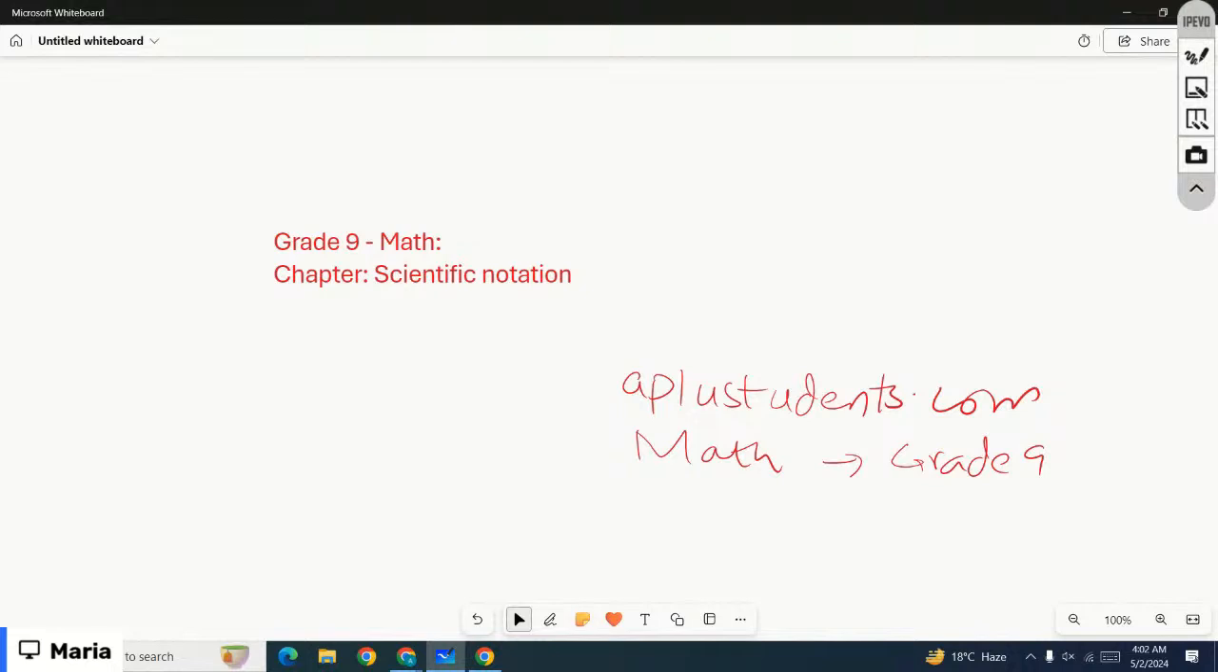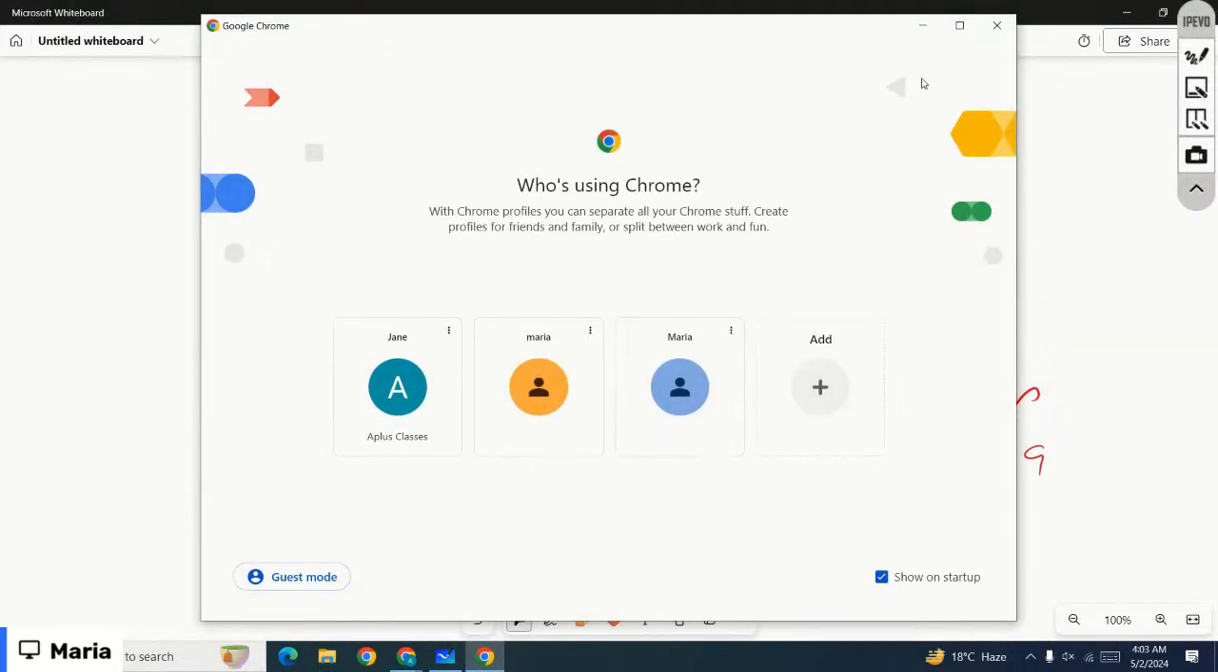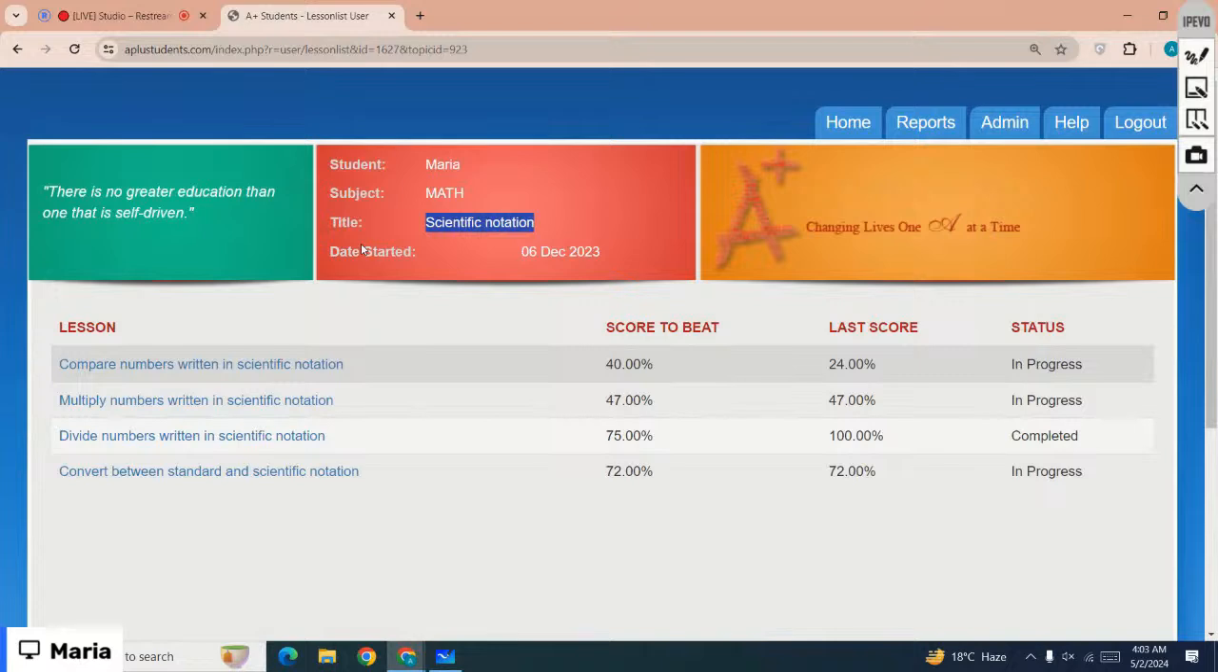So we're going to start with the chapter scientific notation. Please make sure you have your notebook and pencil so that you can note down the important examples and definitions as well. Here I'm on grade 9 math. The chapter we are on right now is scientific notation. Let's start with the first lesson, that is compare numbers written in scientific notation.